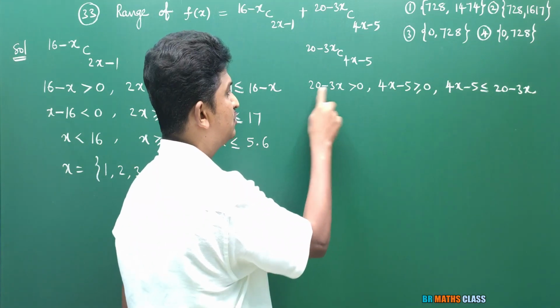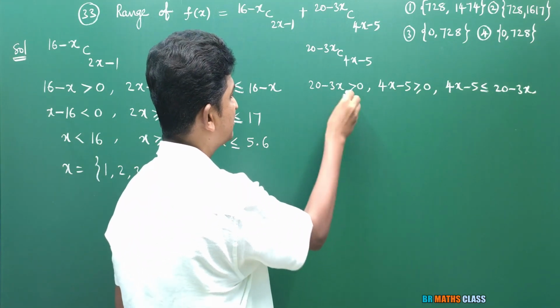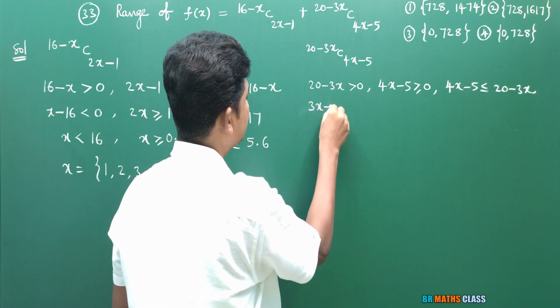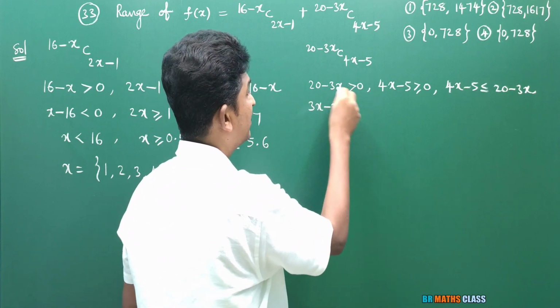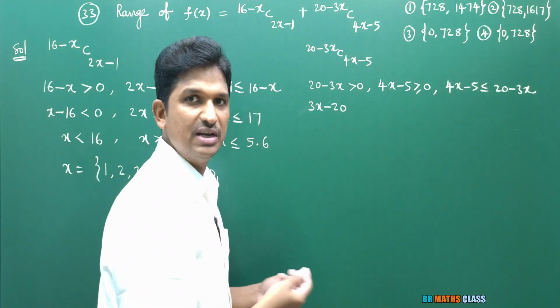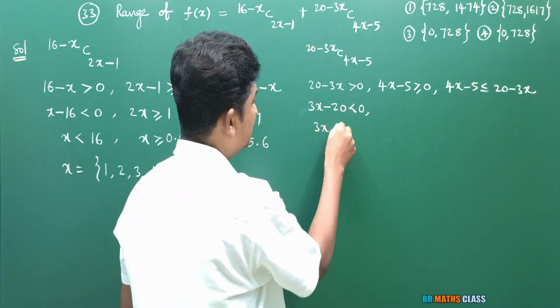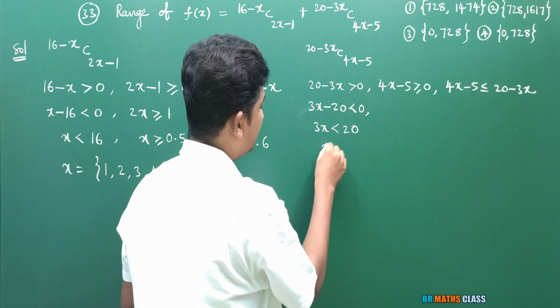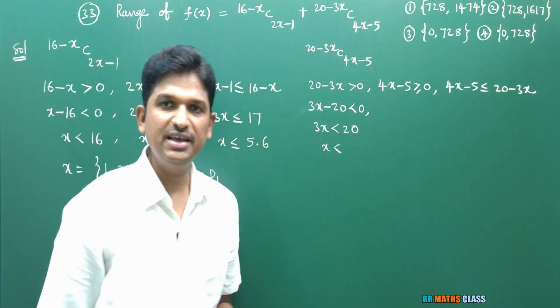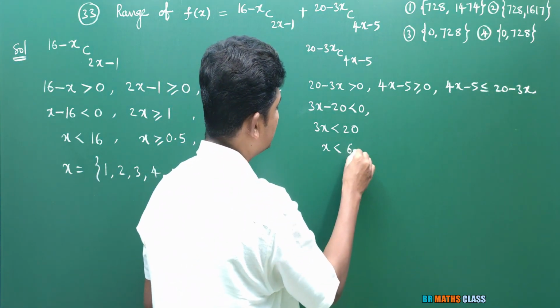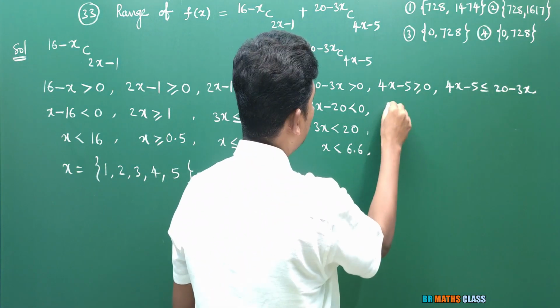Now to get x values, I'll multiply this inequality with minus. You multiply this inequality with minus, 20 minus 3x changes to 3x minus 20. So when I multiply with a negative real number, the inequality sign changes. This greater than changes to less than 0. From this, 3x is less than 20. x is less than 20 divided by 3. 20 divided by 3, approximate value is what? 6.6 something you will get.